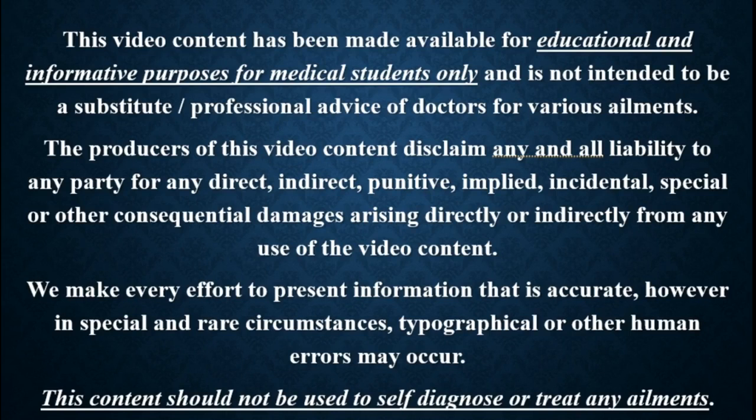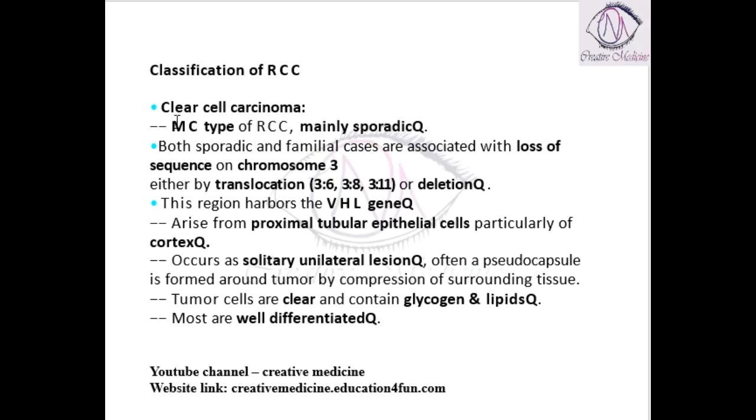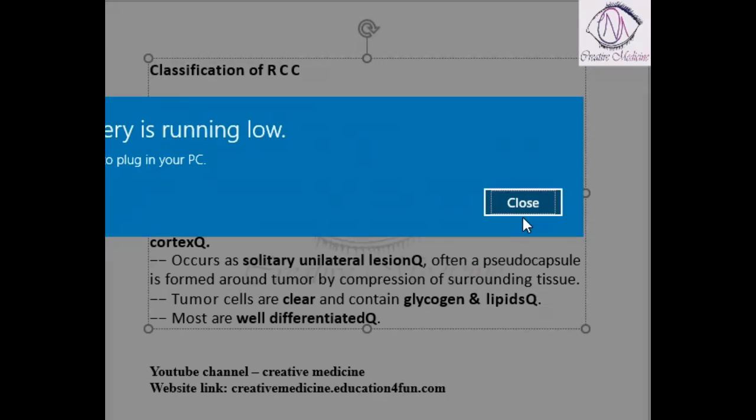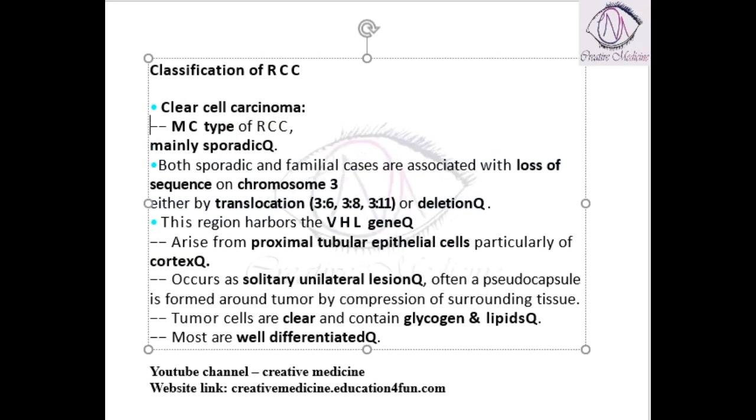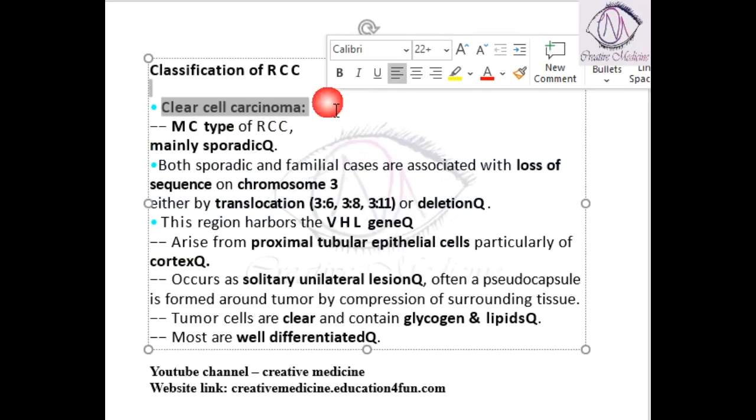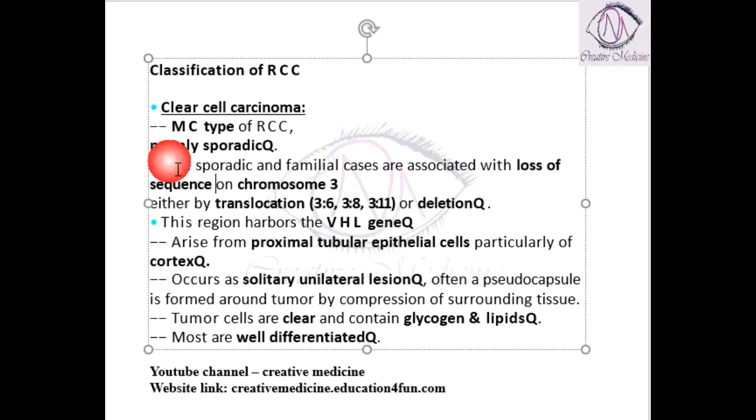In this lecture, we will learn about clear cell carcinoma. Clear cell carcinoma is the most common type of renal cell carcinoma. So this clear cell carcinoma is mainly a sporadic carcinoma. It is the most common type of renal cell carcinoma and it is a sporadic type of carcinoma.